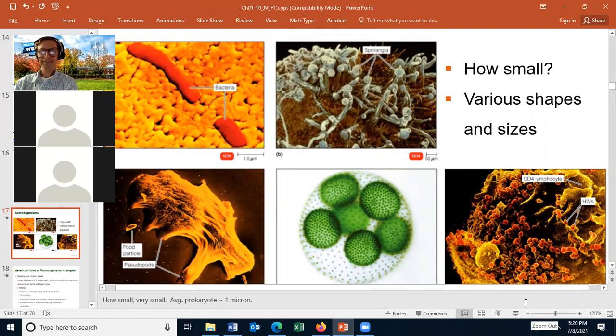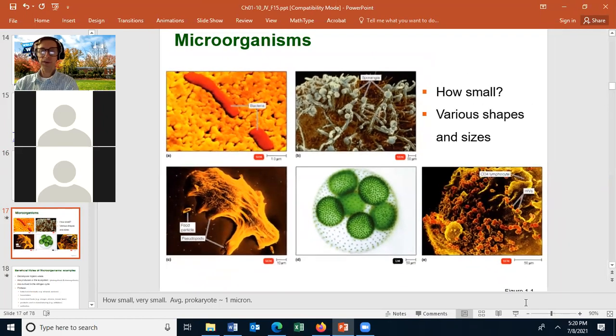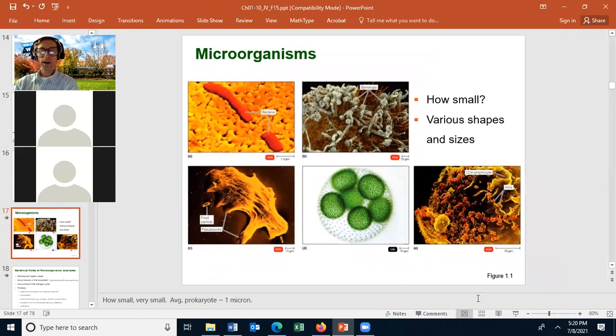I can't read the micrometers. Yeah, around 1 micrometer, which is a micron. Meaning those two terms are used interchangeably. That's the size of your average bacteria.